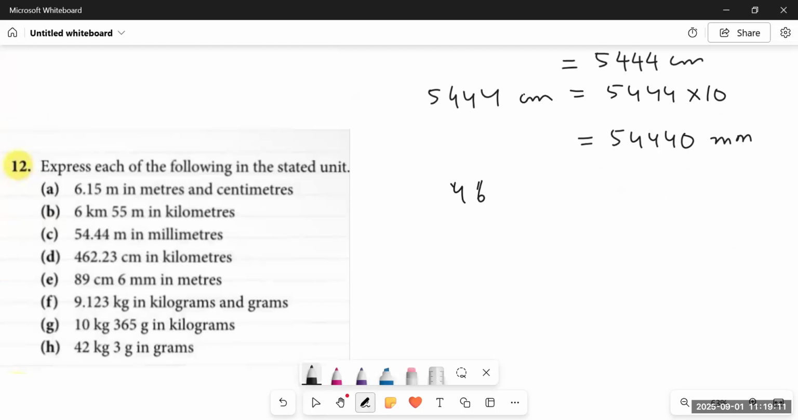Next one is 462.23 centimeters in kilometers. Now we know again that between kilometers and centimeters we have a meter. So first we are going to convert it into meters.